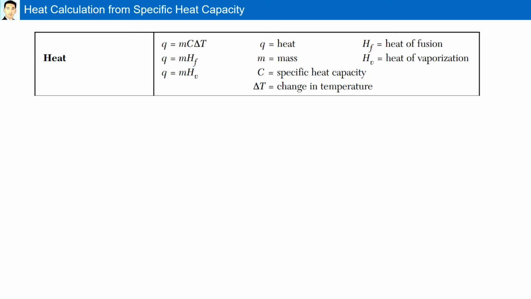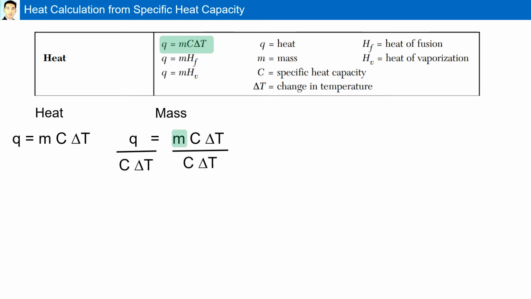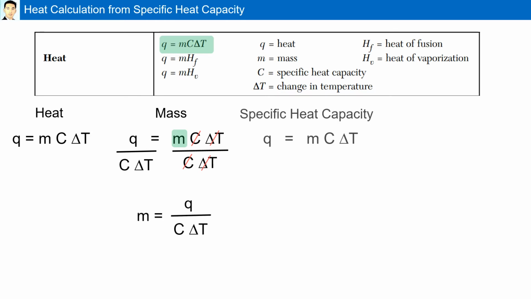Heat calculation from specific heat capacity. We can use the formula given in reference table T, Q is equal to mc delta T, to find the different variables. For example, heat is equal to the mass times the specific heat capacity times the delta T, or the temperature change. Mass can be obtained by dividing both sides by the specific heat capacity and delta T, and we have M is equal to Q divided by C delta T.